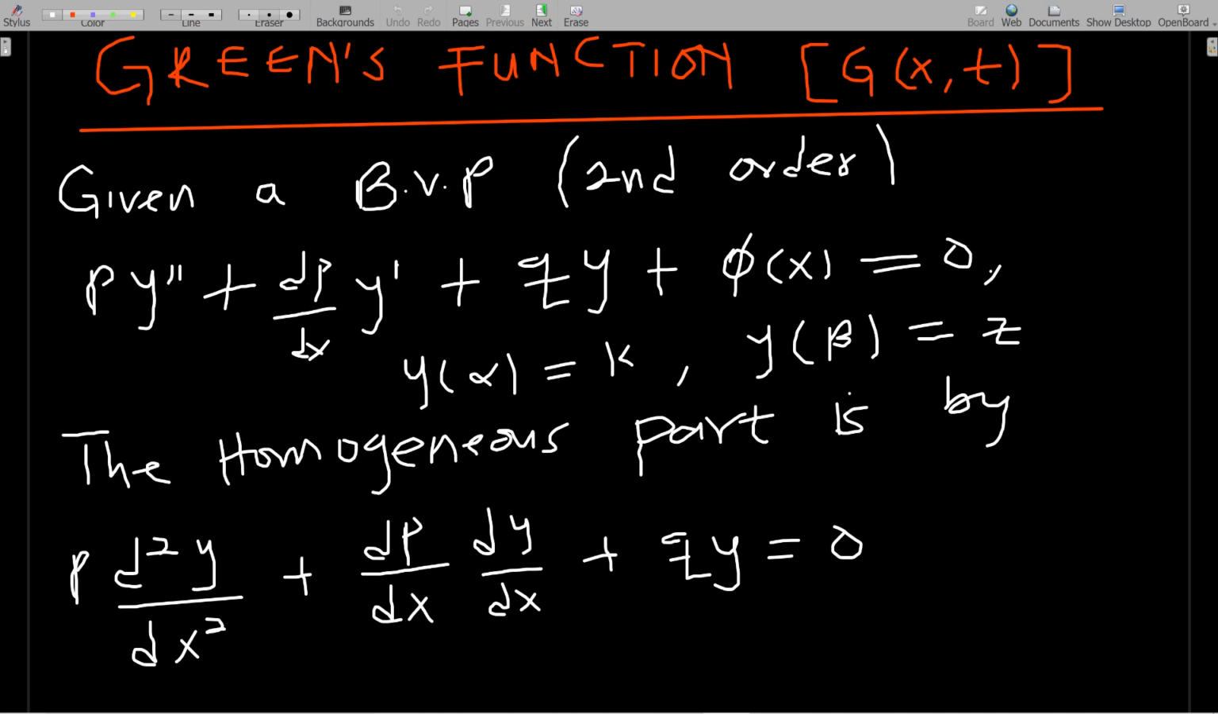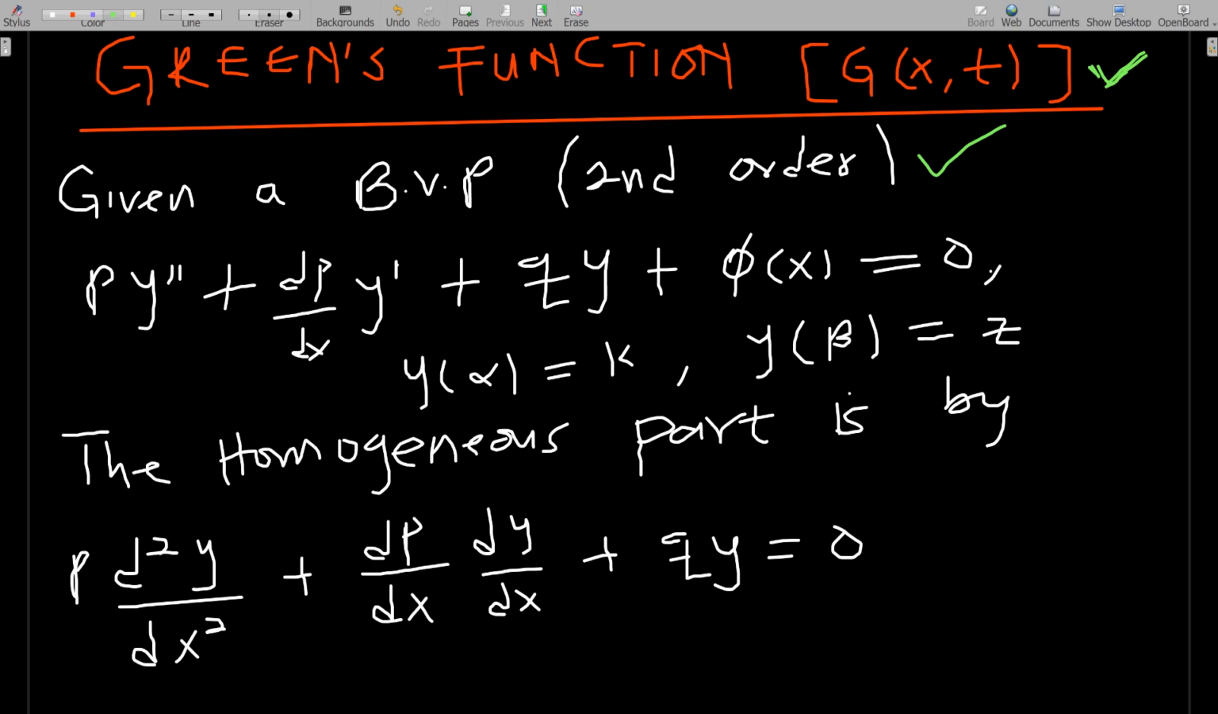Okay, all right, let's start. So the Green's function, we actually denote it by g of x, t, like I've written here. And I'm giving a BVP as a second order. So in this lesson we'll just stick to second order BVP. But as I'm going through the process, I'll be giving some hints about a general form. This is specifically for second order, and all our examples will be based on second order.